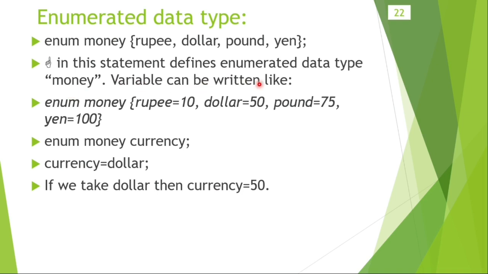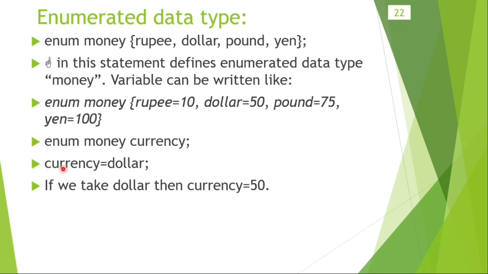Now a variable can be written like enum money rupee equivalent to 10, dollar equivalent to 50, whatever value is in the market. So pound is 75, yen is 100. So we will use enum money currency that we have discussed in a previous slide. Now after that you use currency equivalent to dollar. Here enum money currency is given.